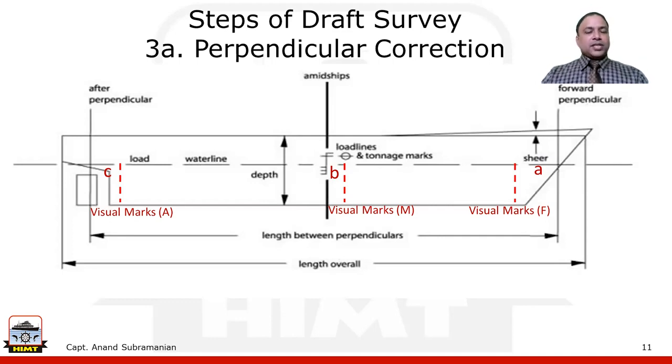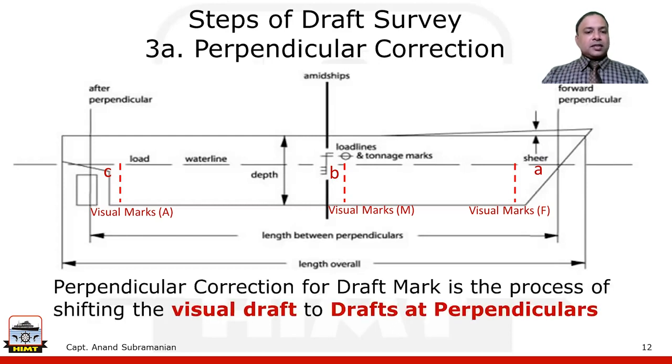So the main challenge for us is how to convert the visual marks to the perpendicular marks. That is basically what is called a perpendicular correction for the draft marks. It is a process of shifting the visual drafts to the drafts at the perpendicular.